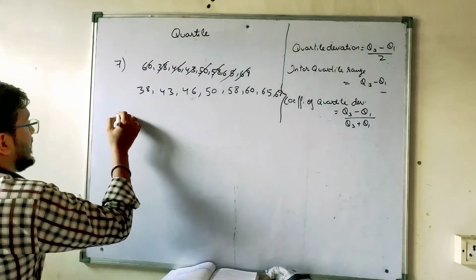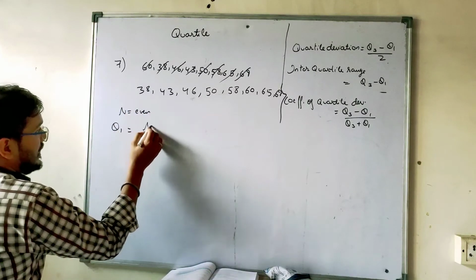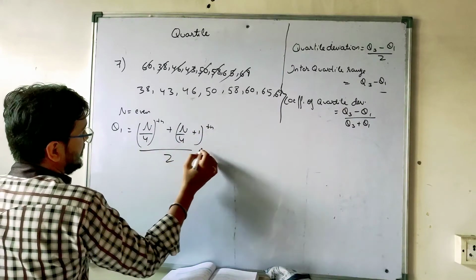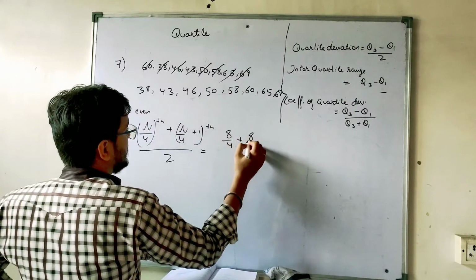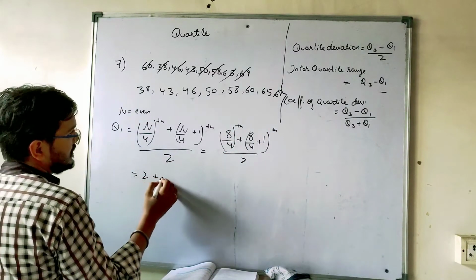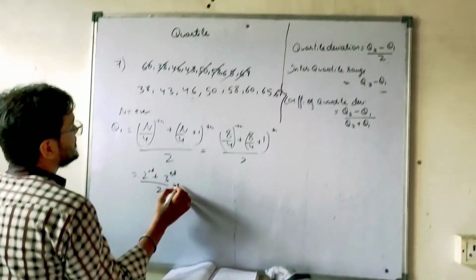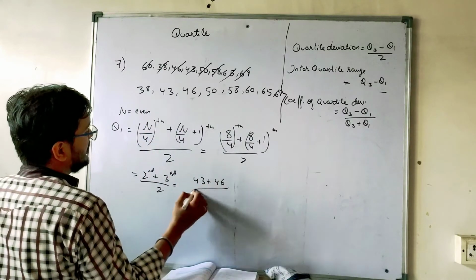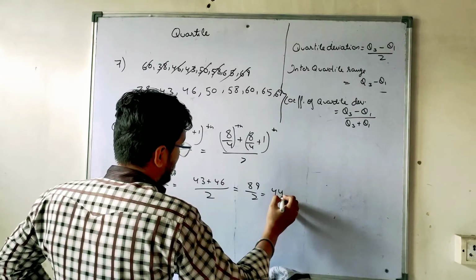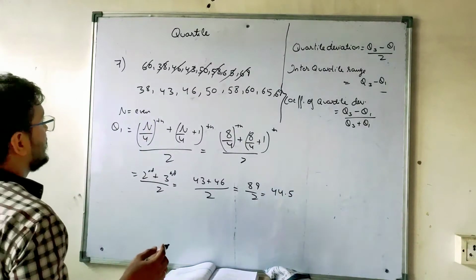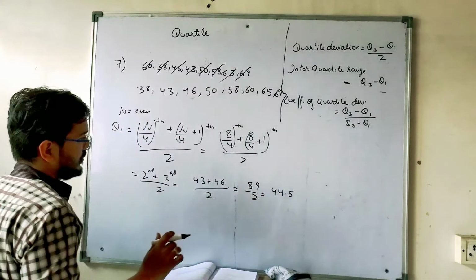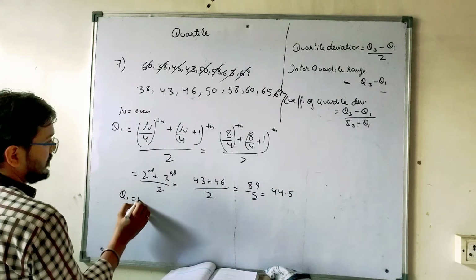Now n is even. When n is even, the formula for Q1 is the average of the n by 4th term and the n by 4 plus 1th term. n by 4 is 8 upon 4, which is 2, so the average of the second and third terms. The second term is 43 and the third term is 46, so 43 plus 46 is 89, divided by 2 is 44.5. So Q1 is equal to 44.5.